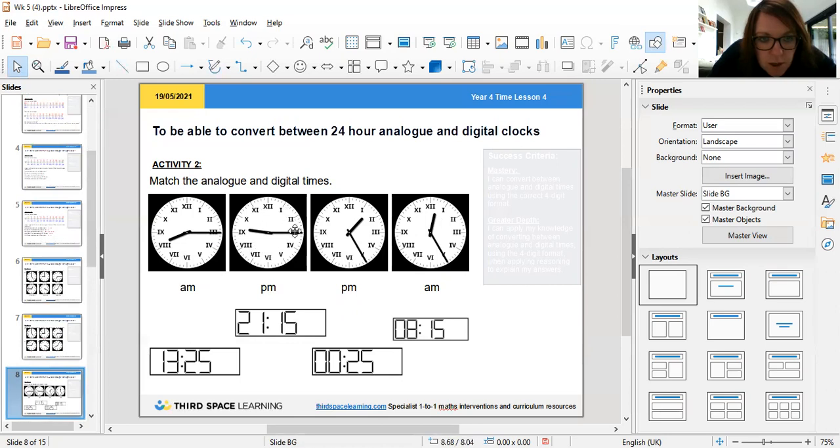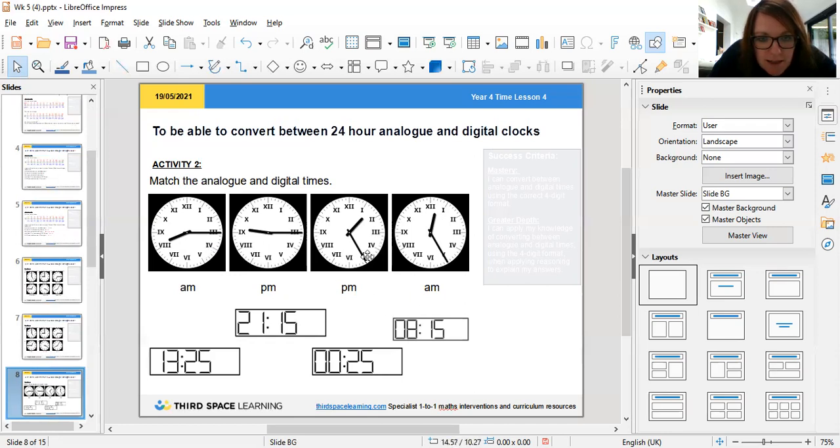1, 2, 3, 4, 5, 6, 7, 8, 9. 9. Now, there's not a 9:15. What do I have to do? I see PM. So it has to be this one, 9 plus 12. Okay. Now, next one. So that one means that one has to be 8:15.